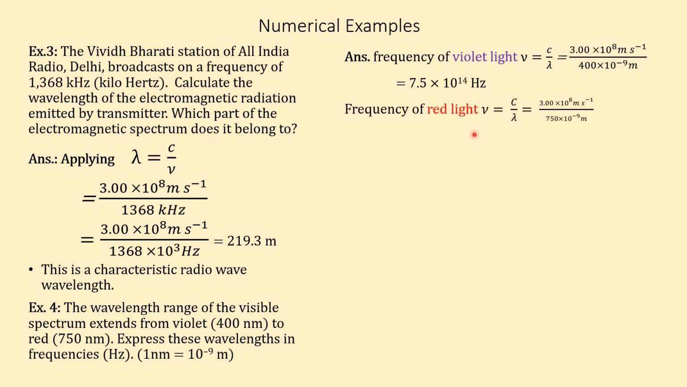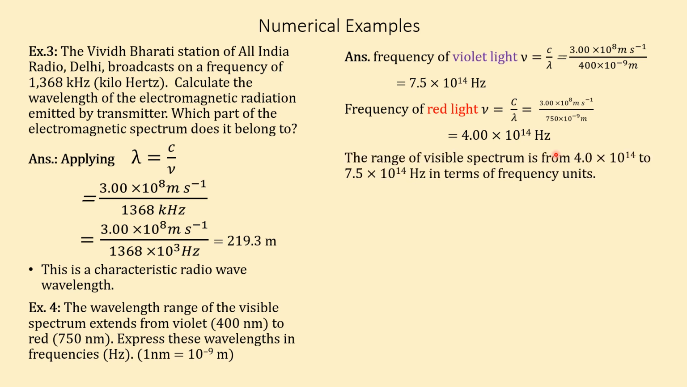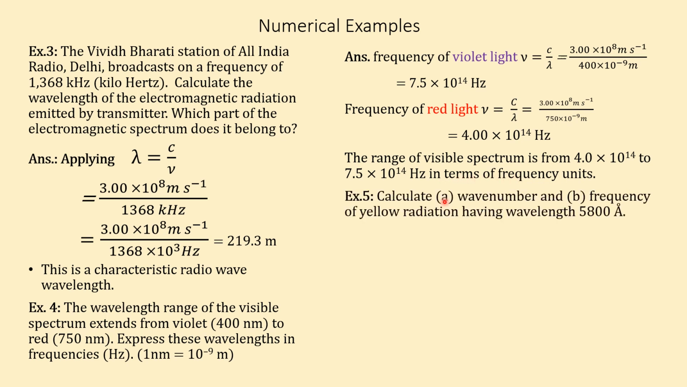For red light also, the formula is the same. Nu is equal to c by lambda, that is 3.0 into 10 to the power of 8 meters per second divided by 750 into 10 to the power of minus 9 meters. This is the value given for red light. Simplifying, we get the value as 4.0 into 10 to the power of 14 Hertz. Hence, the range of the visible spectrum is from 4 into 10 to the power of 14 to 7.5 into 10 to the power of 14 Hertz in terms of frequency units.